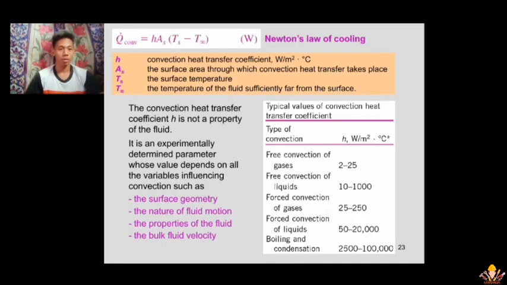We have the equation of Newton's law of cooling. The rate of heat convection equals the convection heat transfer coefficient times the surface area times the surface temperature minus the temperature of the fluid. These are the typical values of convection heat transfer coefficient. We have the type of convection and the heat transfer coefficient.